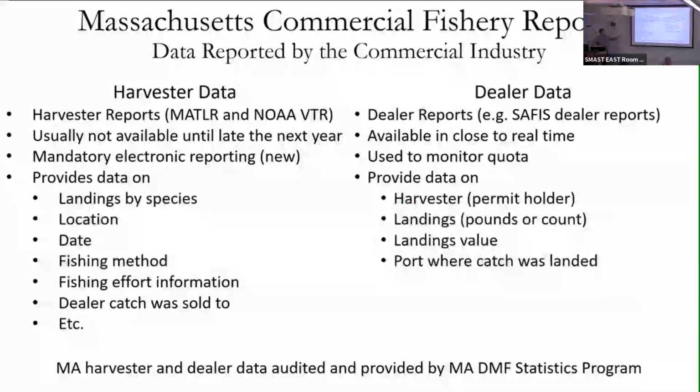The harvester data, we have harvester reports, either Mass TRIP reports, those are from the state fishermen, or the federal fishermen report NOAA VTRs, or vessel trip reports. So there's two different data sources from the harvesters themselves. It's usually not available till late in the next year. There's mandatory reporting, which is new. They provide data on landings by species, location, the date they were caught, the fishing method that was used, fishing effort information like tow duration, the dealer the catch was sold to, and much more information.